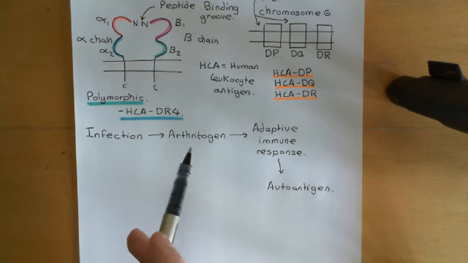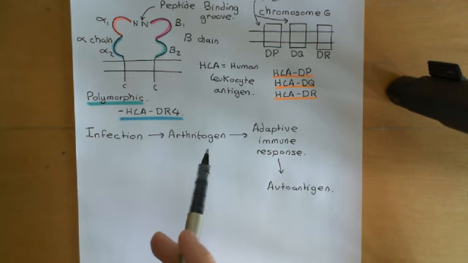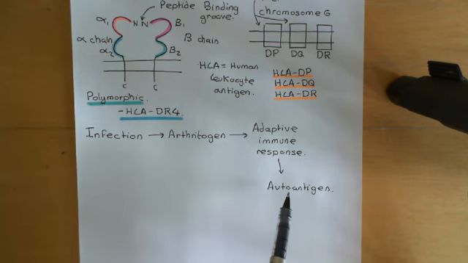So we think that the pathogen brings in this arthritogen that is just too similar to some self-protein, and then the adaptive immune response that you launch against the pathogen's antigen ends up attacking the autoantigen. That's what our leading theory of what causes rheumatoid arthritis says.